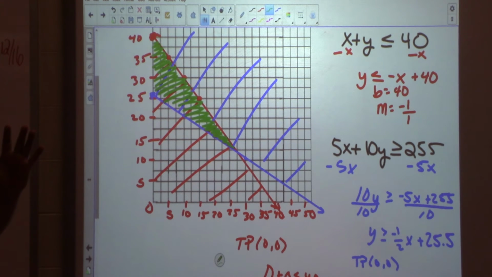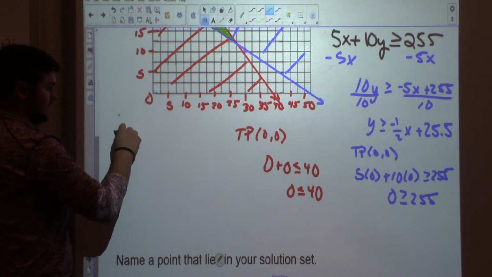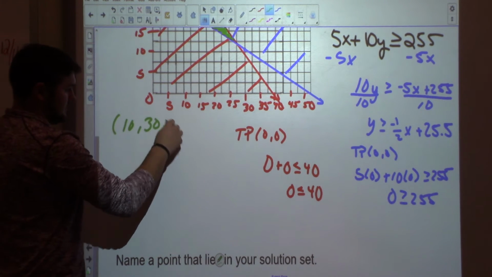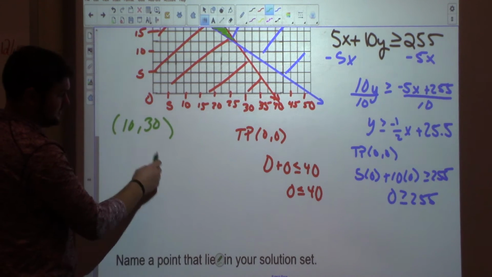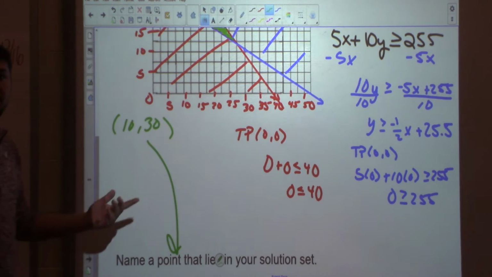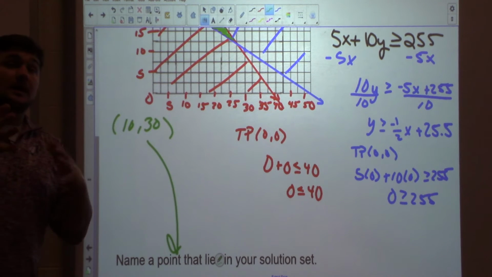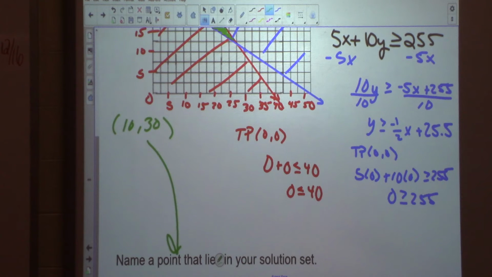Do you have a question, sir? Yeah, what do you put for the answer then? Well, in this case, if it had asked us what's one solution, and you said 10, 30, that's naming a point in your solution set. Just name the point. If it asked how many hours would you have to work at both jobs to make it work, then you'd put 10 hours house cleaning, because that was your X value, and 30 hours at a sales job, because that was your Y value. Okay? Any other questions?